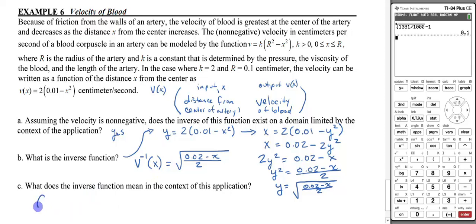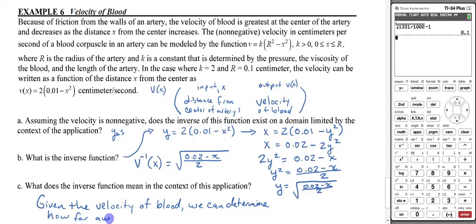So it means that given the velocity of blood, we can determine how far away the blood is from the center of the blood vessel or the walls of that artery.